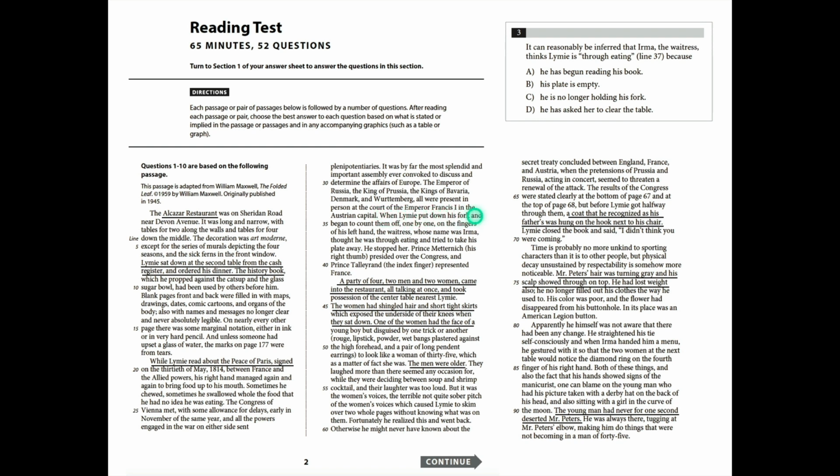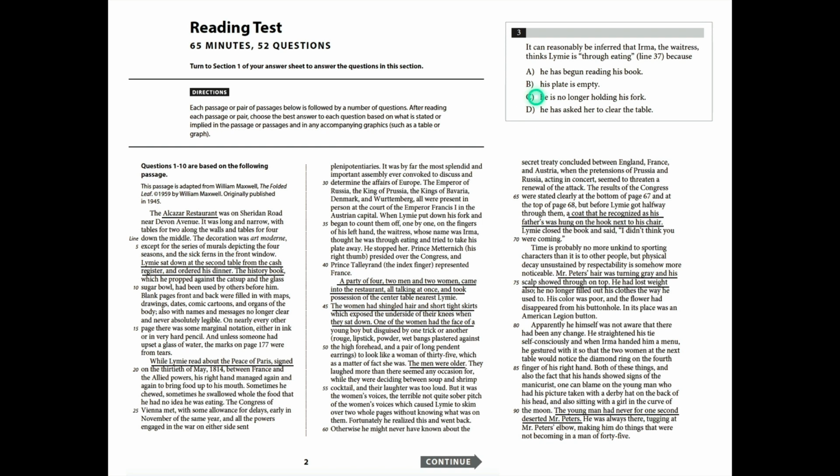Okay? Once again, that's restating exactly what's happening here. Limey put down his fork. And then the waitress, whose name was Irma, thought he was through eating and tried to take the plate away. So, once again, the correct answer to the question, it can be inferred that Irma the waitress thinks Limey is through eating, line 37, because C, he's no longer holding his fork. Bingo. Right here. Limey put down his fork. C is the correct answer. And A, B, and D are all trash and garbage answers.